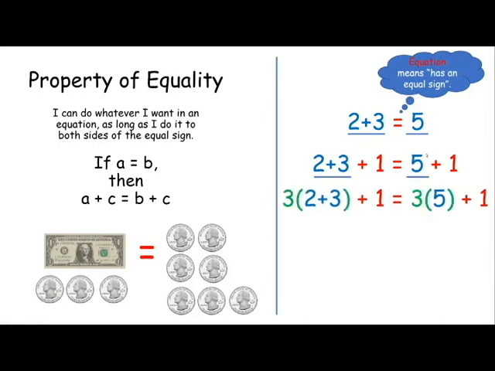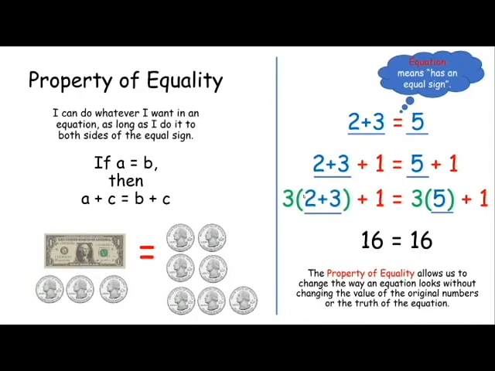Or let's say I were to go through and multiply both sides by 3 and then add a 1. Are they still equal? 3 times 5 is 15, plus 1 is 16. 3 times 5 is 15, plus 1 is 16. They're still the same. As long as I start with the same thing, and I do the same thing on both sides of my equation, I'm always going to end up with values that are equal to one another. The property of equality allows us to change the way an equation looks without changing the value of the original numbers or the truth of the equation.